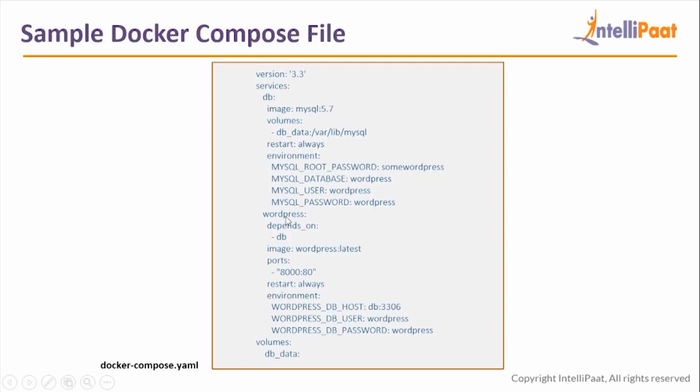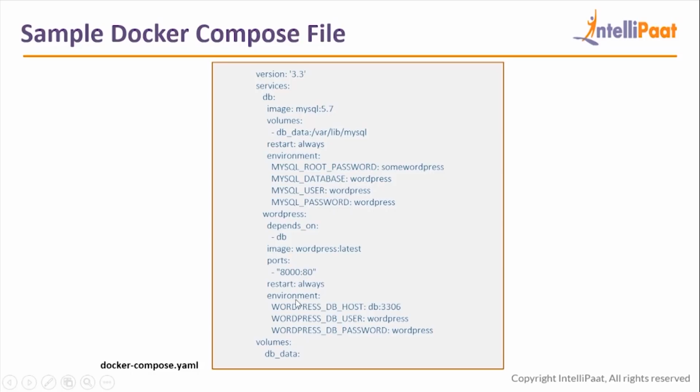Now we are talking about the WordPress container, in which we specify that it depends on DB, which will basically create a link between the WordPress container and the MySQL container or the DB container, right? And with this, the WordPress container will be able to communicate with the DB container. Then we specify the image of the container that we want to download. So it's WordPress, and that too the latest version. The ports that we want to expose: inside the container, WordPress is available on port 80, and we are mapping it on the host to port 8000.